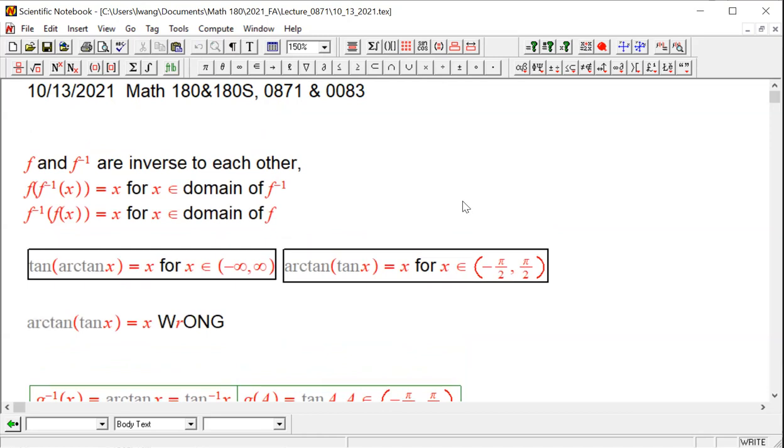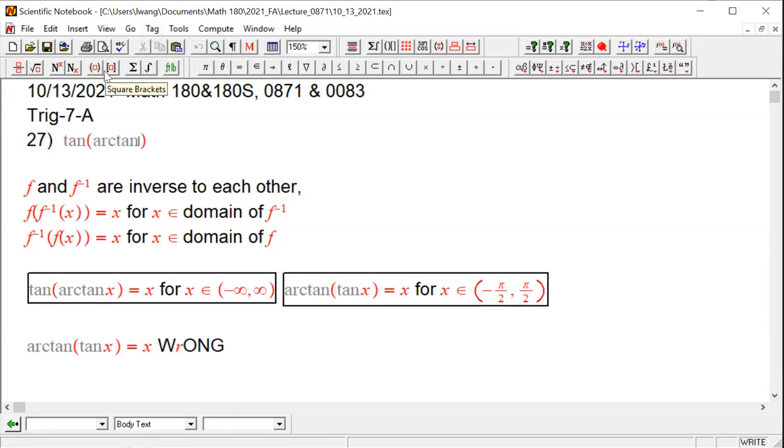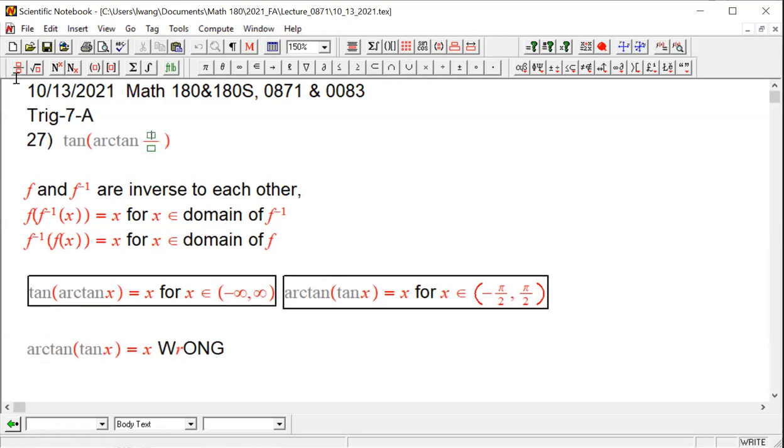Okay, so let's look at some arctangent, tangent, arctangent. Trig 7a, number 27. Number 27 says tangent of arctangent of 3/2. What would that be equal to?